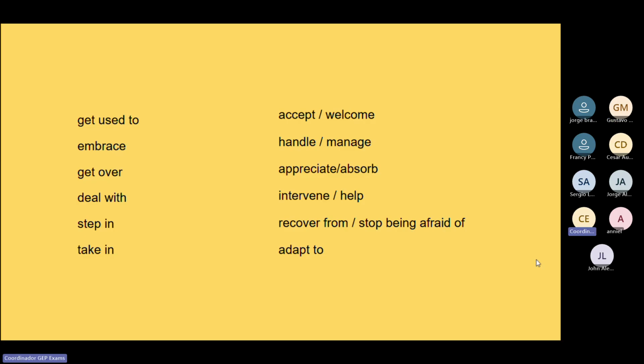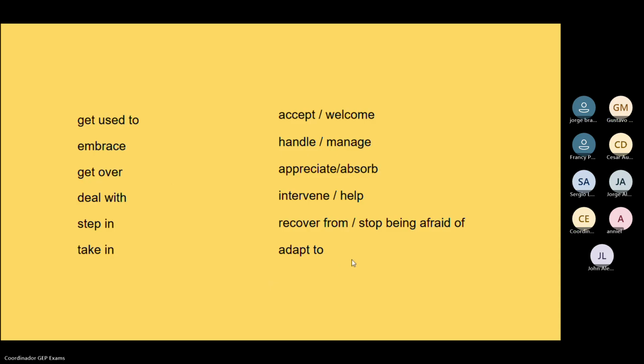Okay, no problem. So let's ask Gustavo. What do you think is the synonym of get used to? Gustavo? Do you hear me, teacher? Yes. Used to meaning accustomed to do something. And the second row has welcome, appreciate, interview, help, record, adapt to. I think there are adapt to.